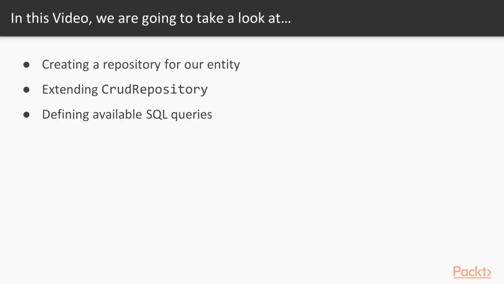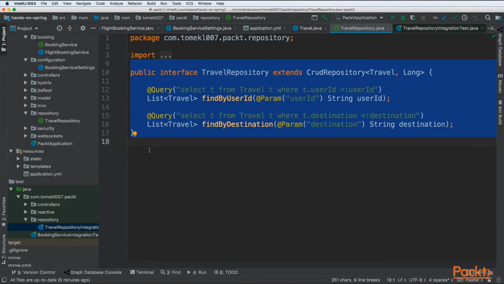We'll start by creating a repository for our entity. Next, we'll see that we need to extend CrudRepository. And at the end, we'll be defining available SQL queries. So this time we are starting from a TravelRepository interface. It is very important that this is an interface.